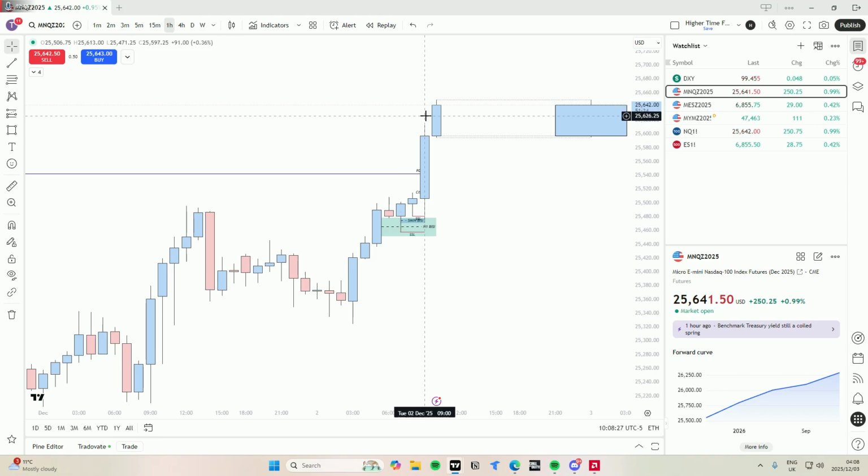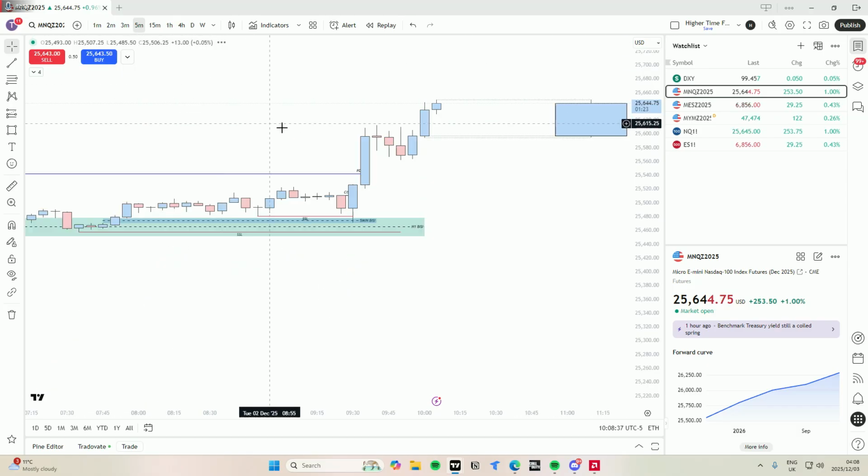My model essentially is the 1 hour power of 3. What I look to enter inside of here on the 5-minute time frame, okay, inside of this candle's wick. So I'll show you how that worked here.